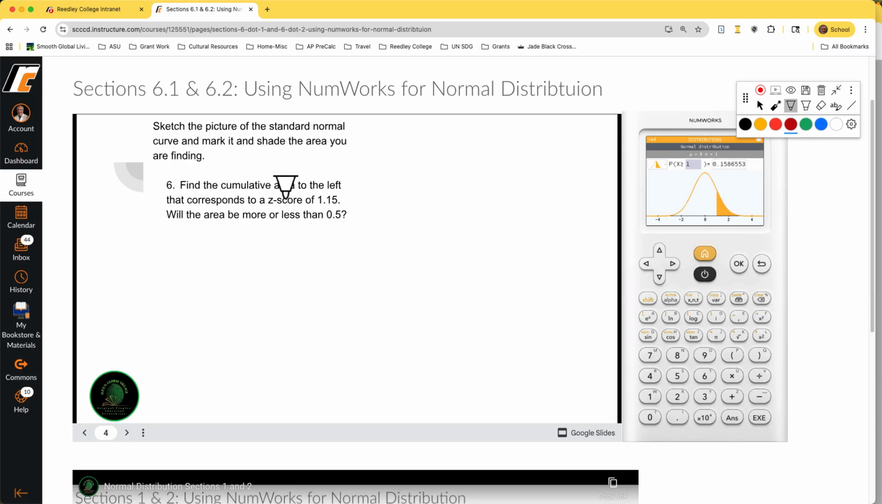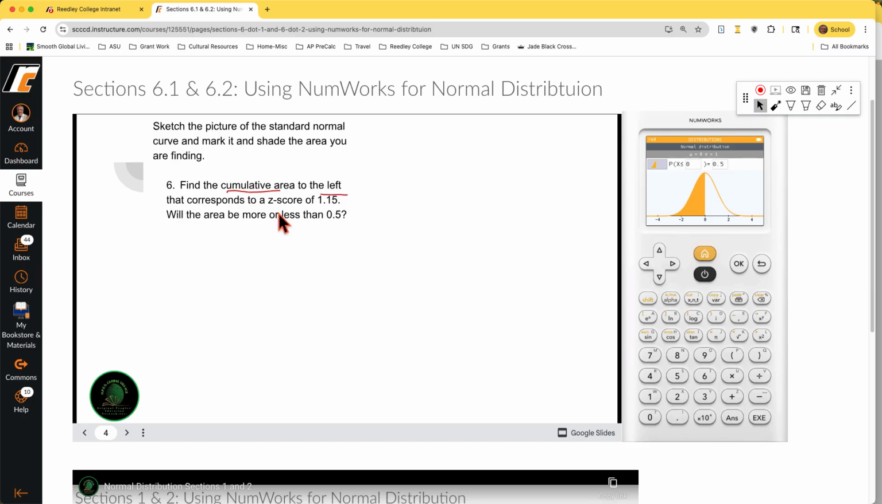Here we go. Find the cumulative area. Sometimes the language could throw you off, but it just means everything to the left. And I get my left and right mixed up sometimes. Left means below, right? So what tool are we going to need for the below? Here it is. That is the left side, the below. So I'm going to use, oops, not that tool. Do it again. I'm going to use the below tool.